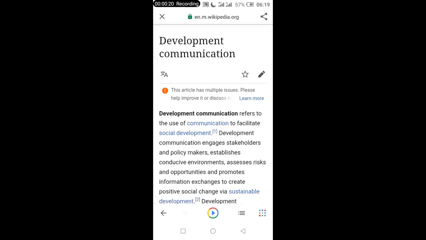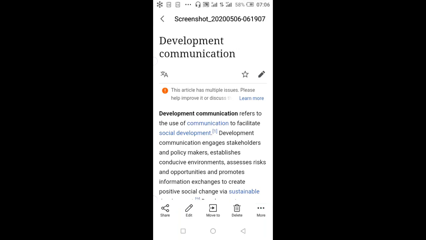Communication is inevitable. Now, when we talk about developmental communication, we're referring to the use of communication to facilitate social development. Every society needs to be socially developed. You know very well that Nigeria is often referred to as developing, while countries like the US, Canada, UK, and those in Europe are referred to as developed. Now, why did they develop? How did they develop? They developed because there's a free flow of information, free flow of communication there.